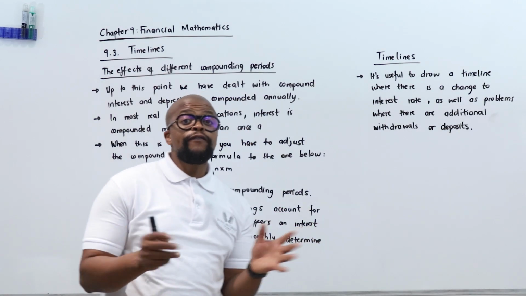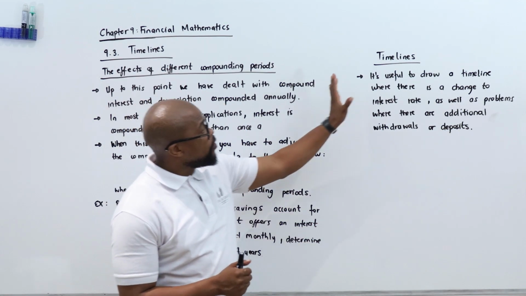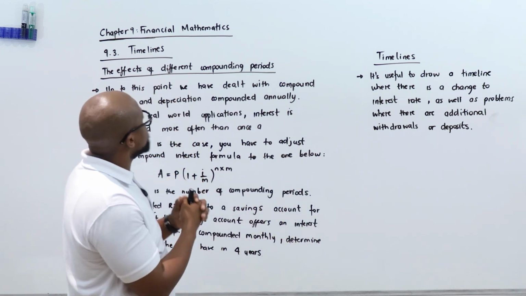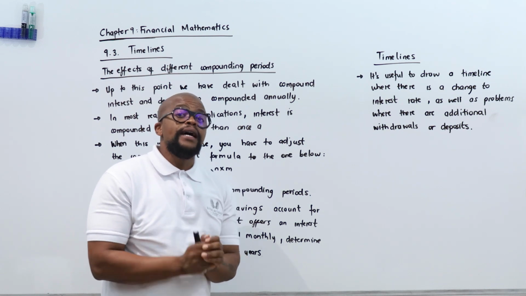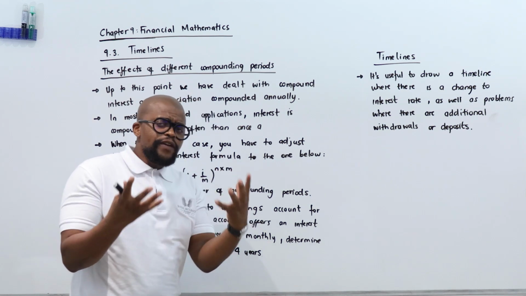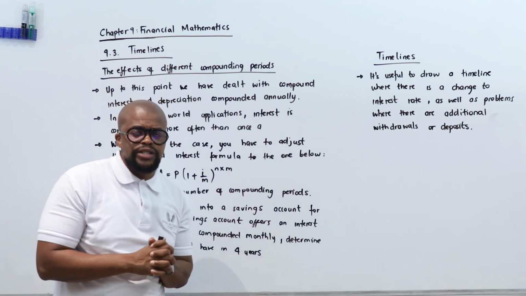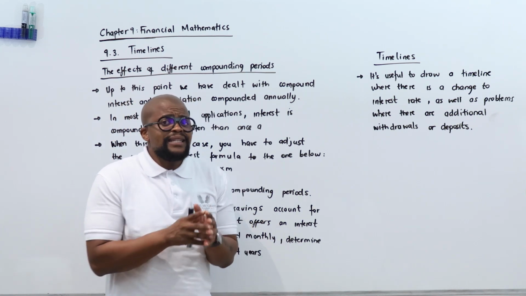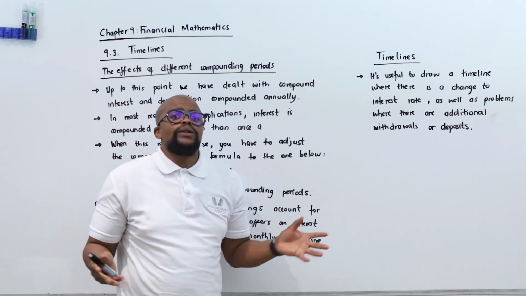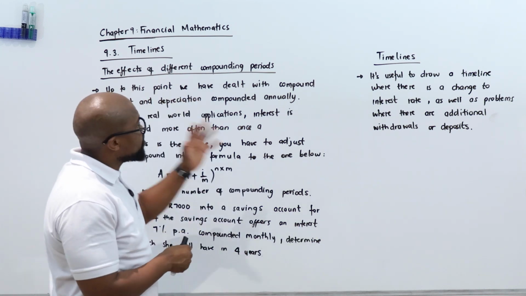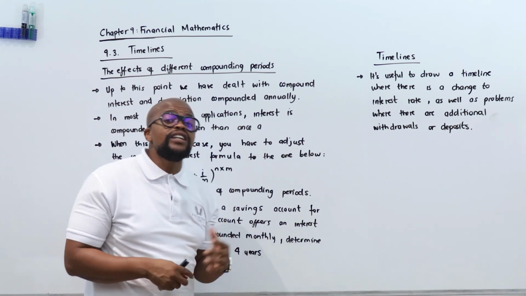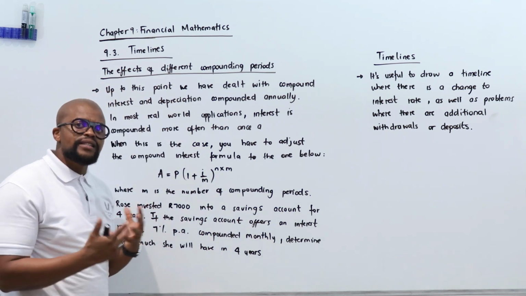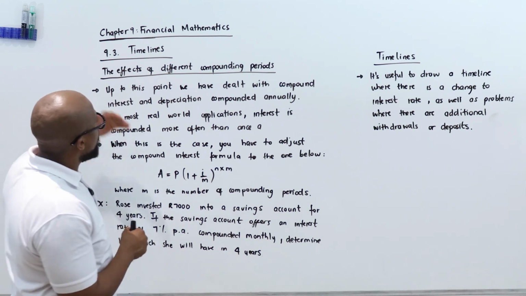Right, so now we switch our focus to timelines. But before we discuss timelines, I want us to switch our focus to the effects of different compounding periods. You've seen in the previous sections that we've only compounded our interest on an annual basis, but that doesn't necessarily mean that's how things always happen in the real world. Your interest can be compounded more than once in a single year. Let's go through the definitions and understand how that is the case.